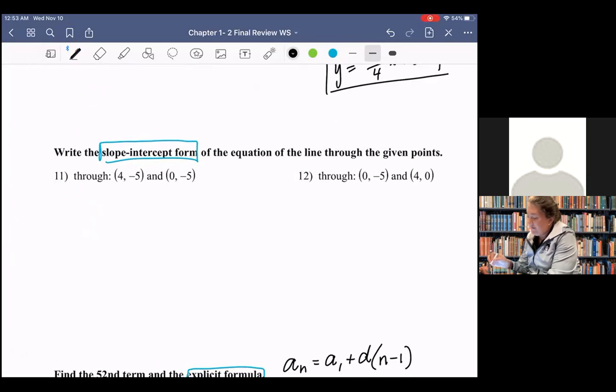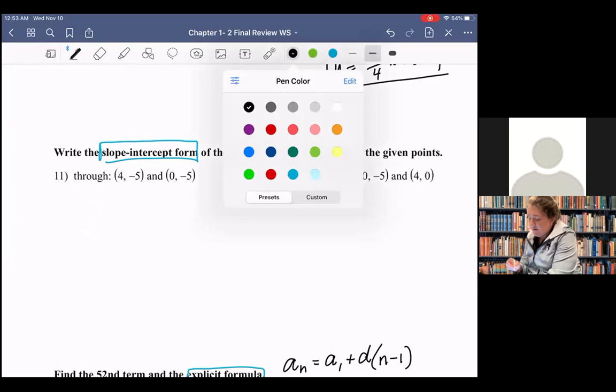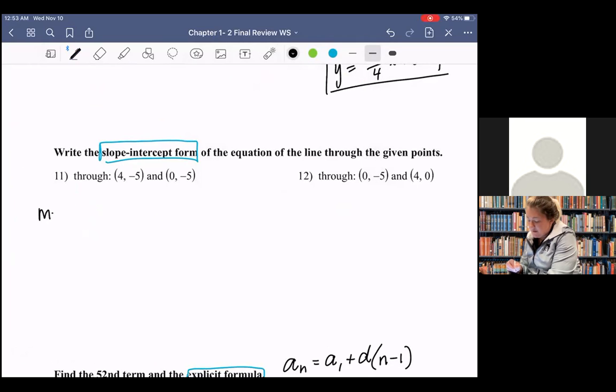There are a couple different ways to do the slope. You can do a table, or sometimes I like to use just the equation. And the equation says to do y minus y, which is -5 minus -5, over x minus x, so 4 minus 0. Be very careful that you're making sure to get your y's on the top of the fraction and your x's on the bottom of the fraction.